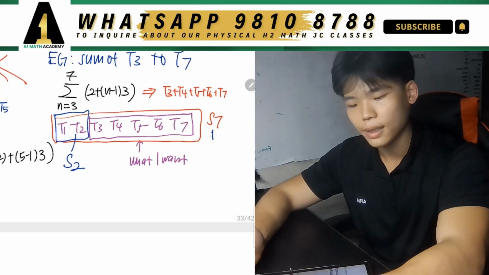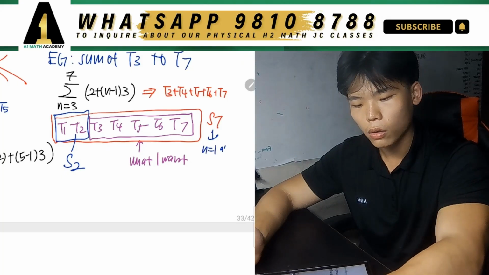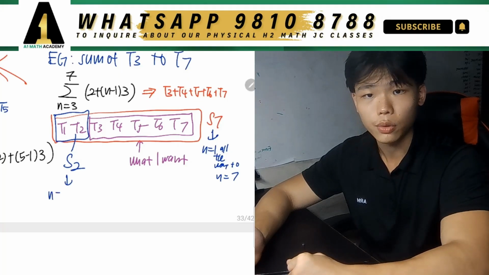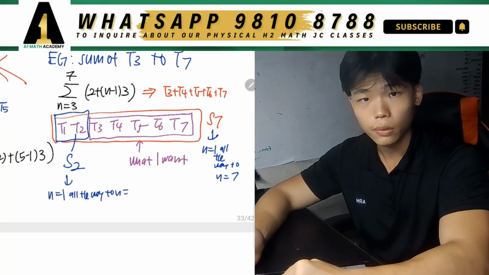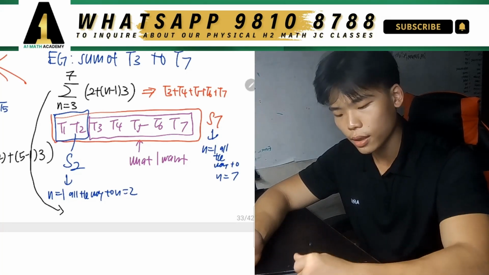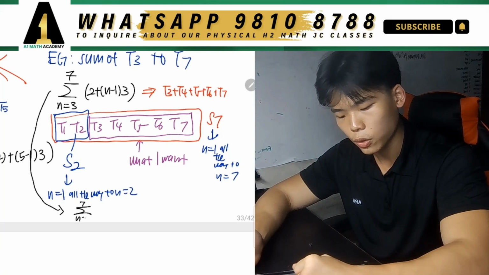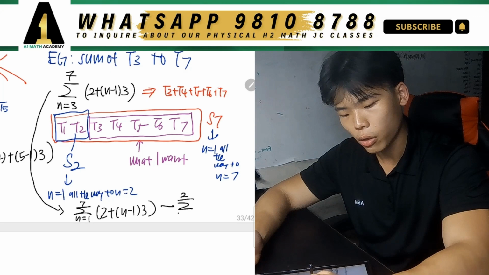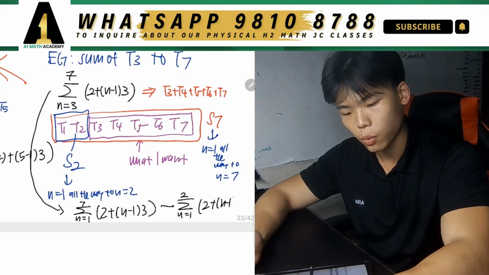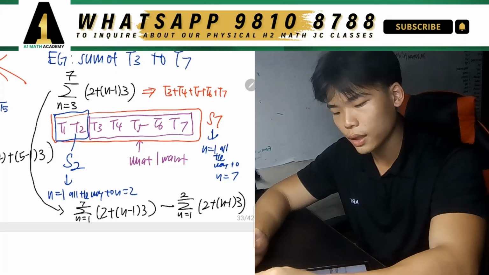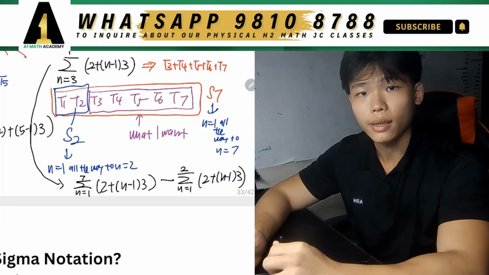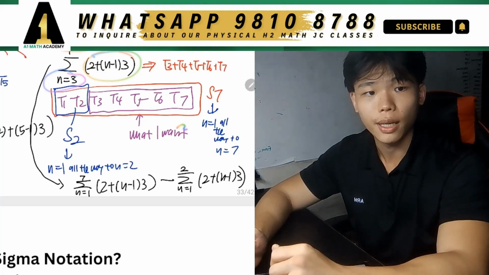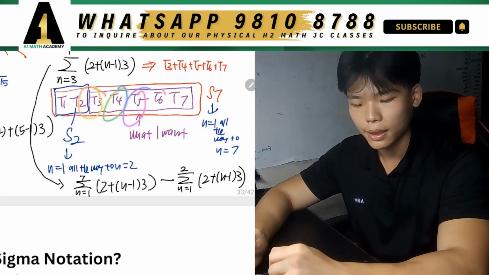And S7 is basically the sum of n equals to 1 all the way to n equals to 7. And then for S2, it's just the sum of all the terms from n equals to 1 all the way to n equals to 2. So this over here can be written as summation of 7, n equals to 1, 2 plus n minus 1 times 3, minus away summation of 2, n equals to 1, 2 plus n minus 1 times 3. Because this over here basically just tells us that I want the sum of the general term from n equals to 3 to n equals to 7. So essentially I'm saying that I want T3 plus T4 plus T5 plus T6 plus T7.